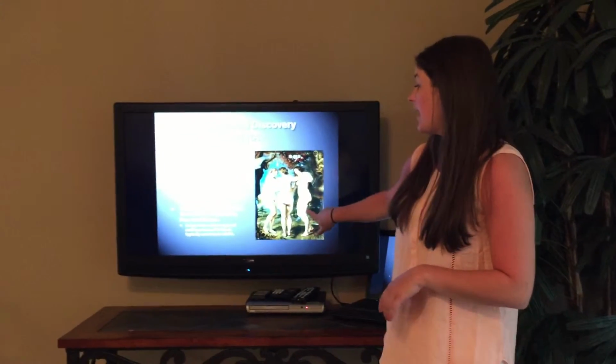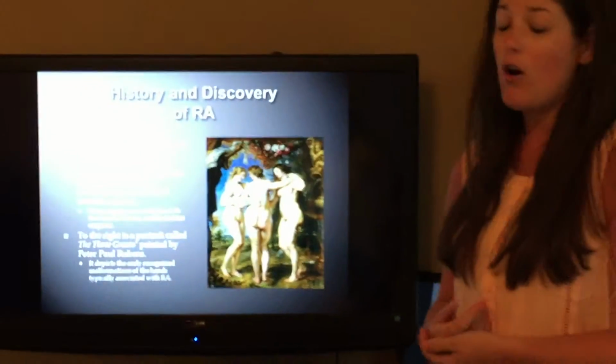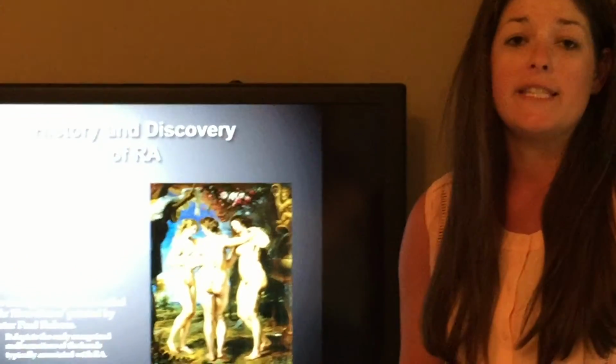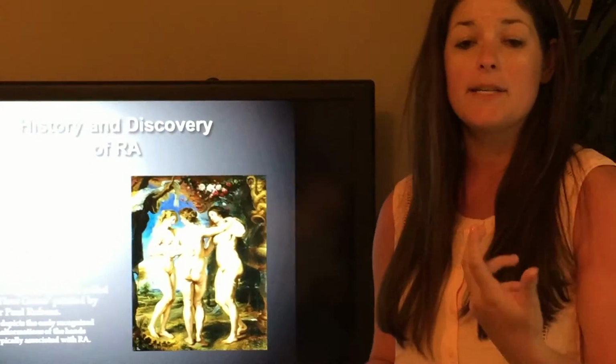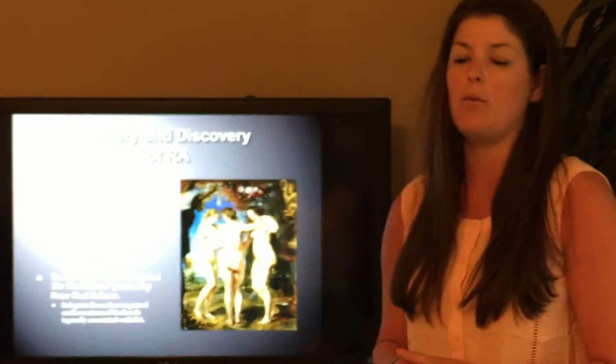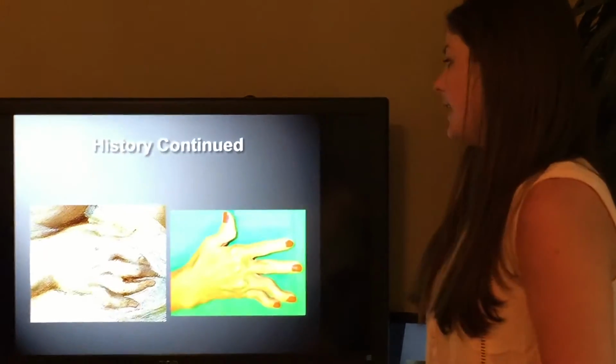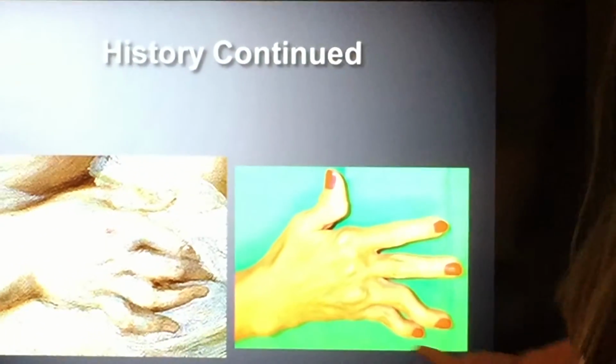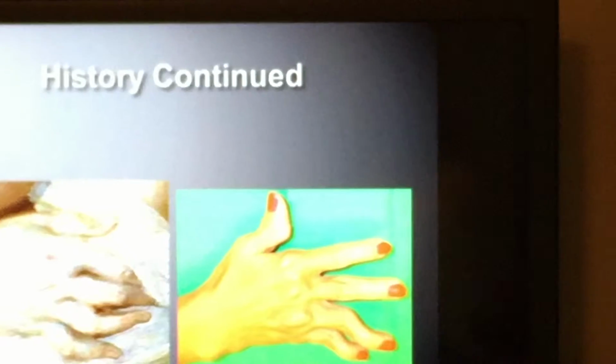And this photo right here is a portrait called The Three Graces, painted by Peter Paul Rubens, and it's one of the earliest portraits depicting the hand malformation that's typically associated with RA. At closer glance, you can see where one of the three graces has hands with that malformation, just like someone who was actually diagnosed with RA would.